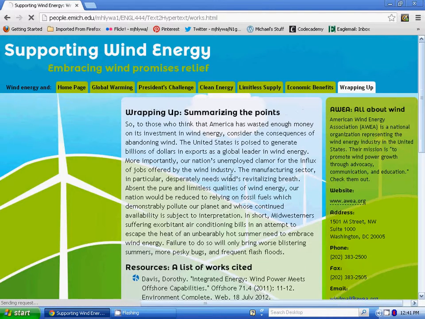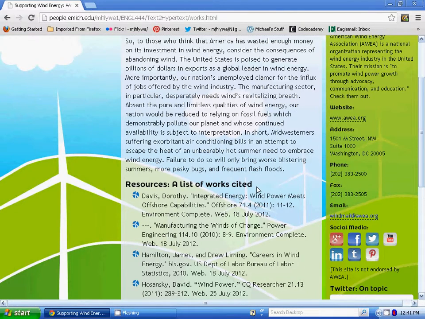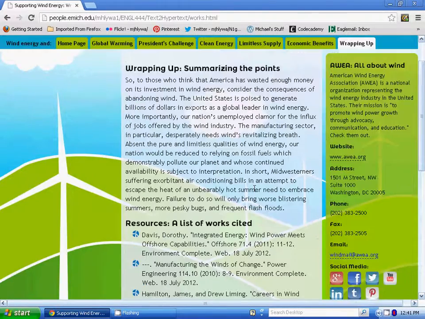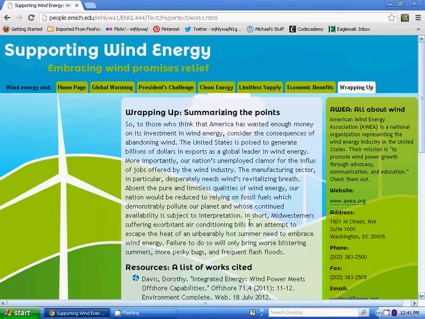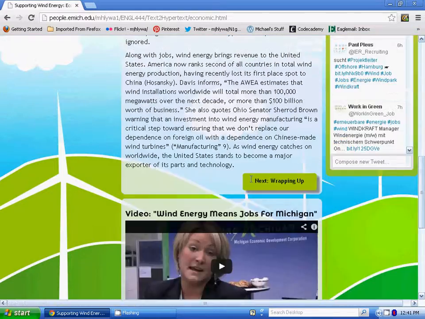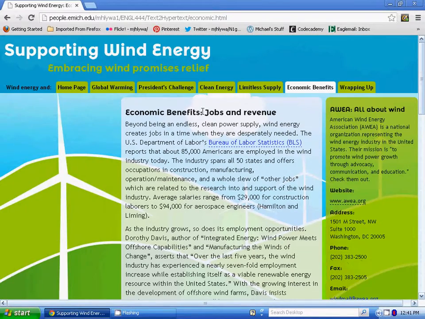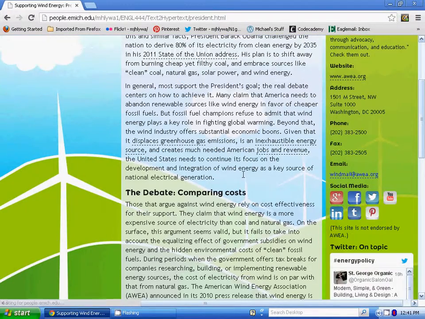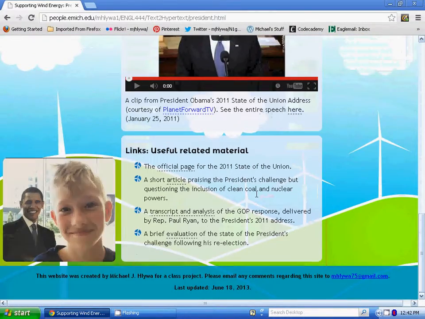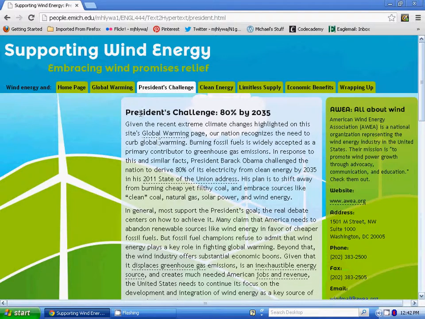We didn't look at these other pages, so I was going to peek around a little bit. I looked at the wrapping up page with the resources. I like that title rather than saying bibliography or resources. I think it's more inviting. And then I just clicked through on the economic benefits and the President's Challenge pages. Oh, I like the links back into the other pages too. Cool. I don't think I have any questions.